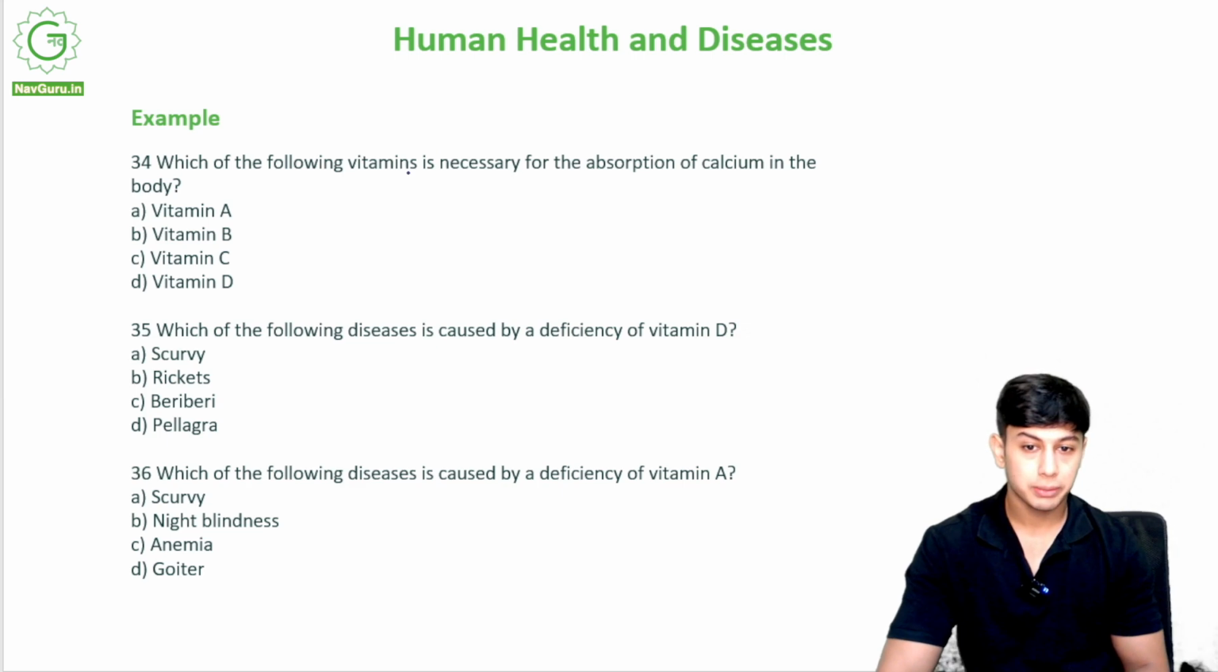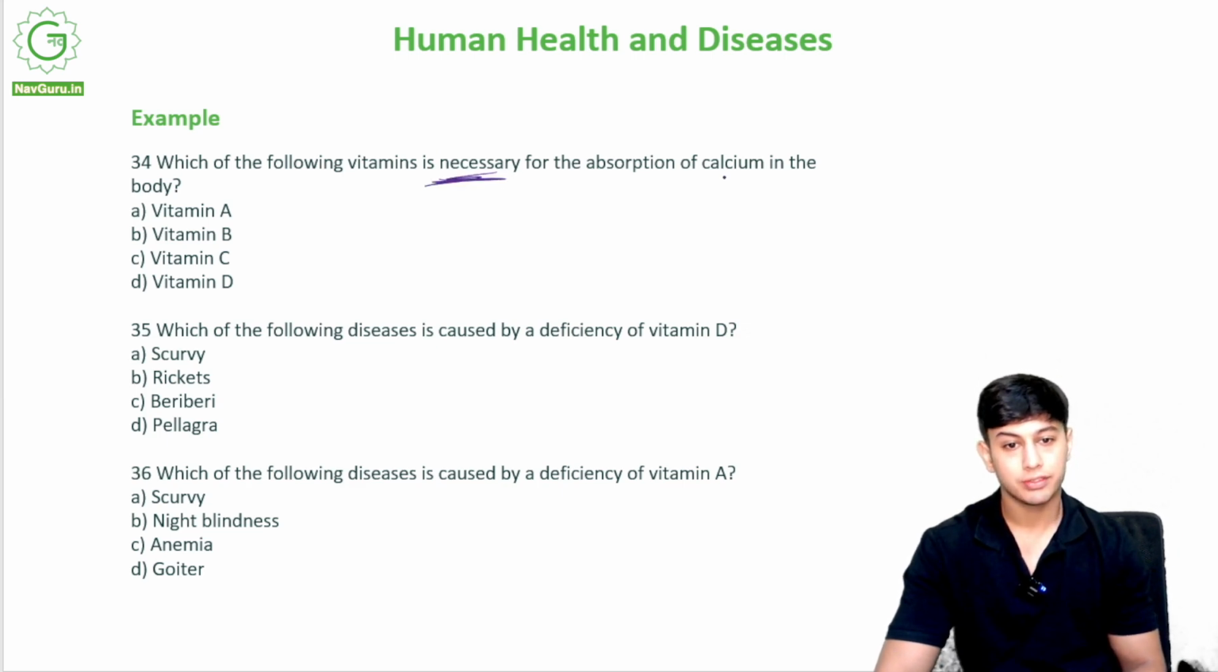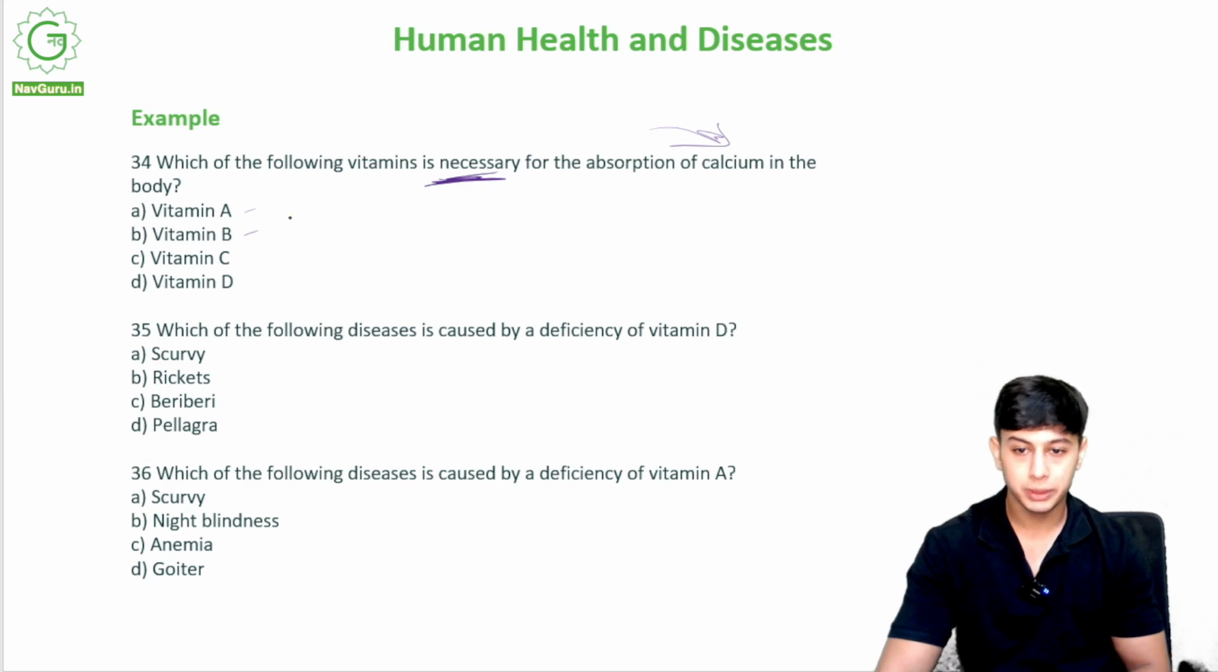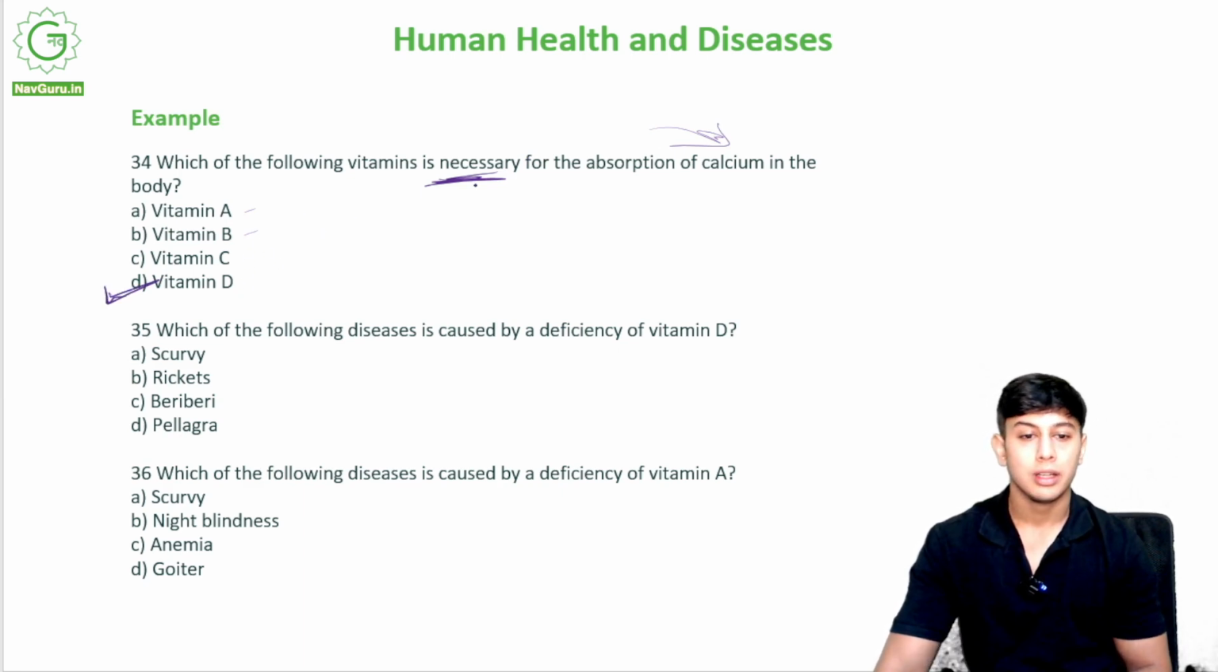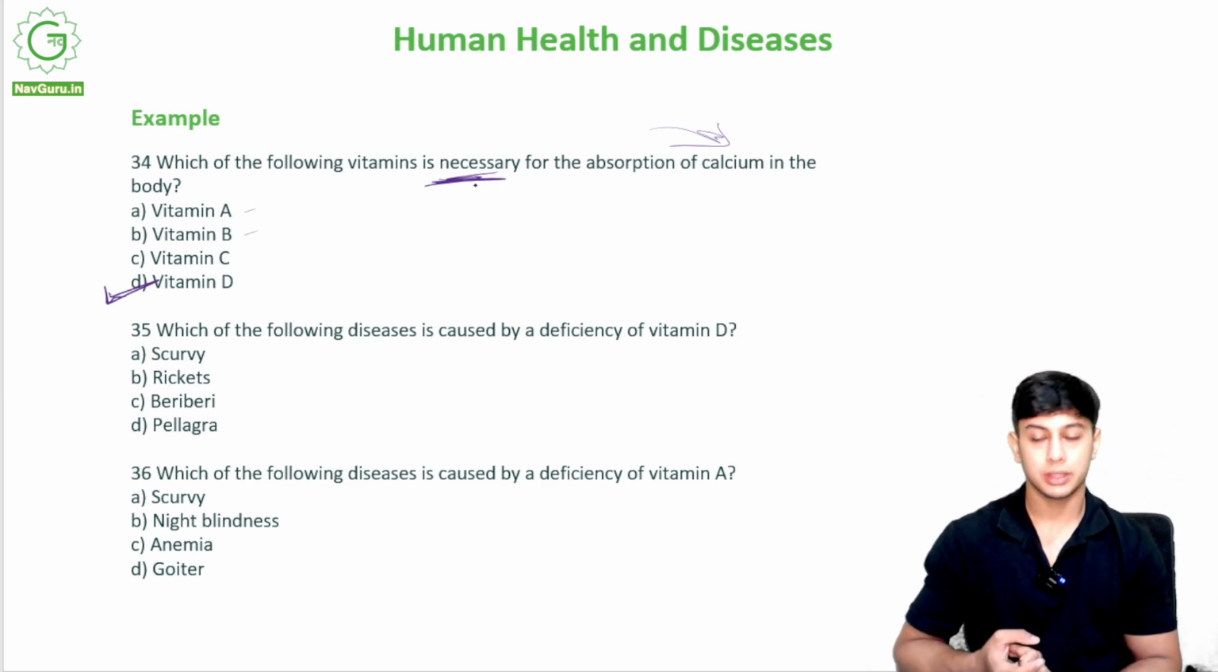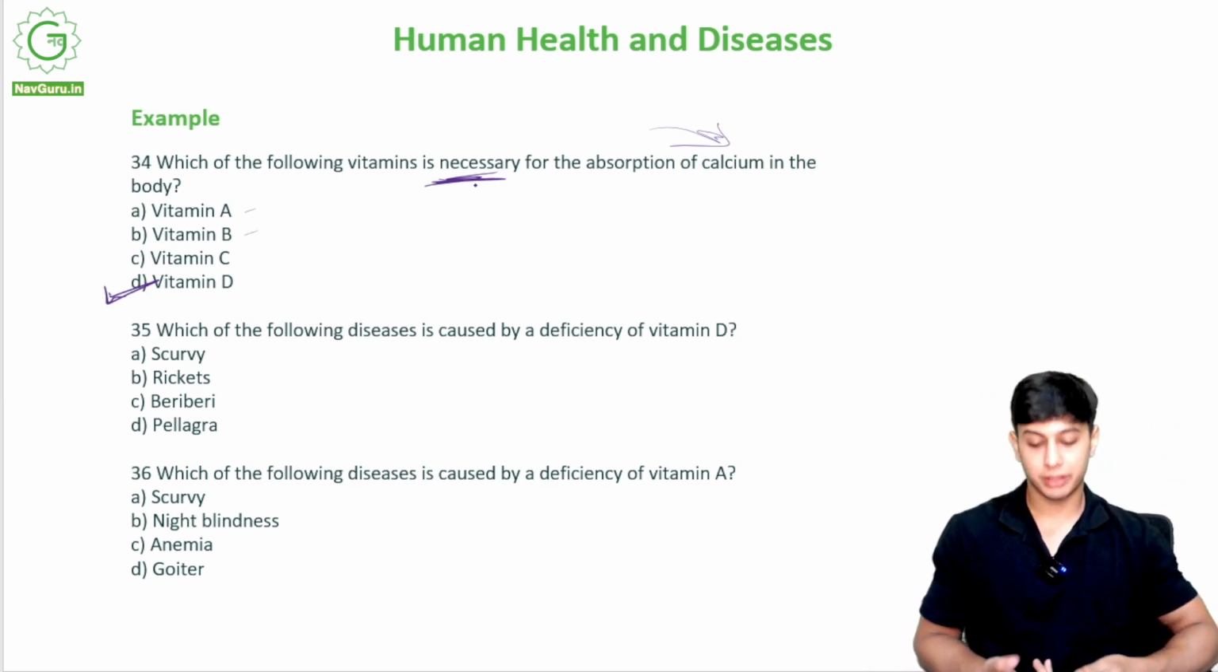Which of the following vitamins is necessary for the absorption of calcium in the body? Is it vitamin A? Vitamin B? Vitamin C? Or vitamin D? It is vitamin D. If I consume calcium, I need vitamin D. The rich source of vitamin D is the sun or multivitamins. Only if I get vitamin D and calcium will my bones grow. If I have calcium but no vitamin D, it will not affect my bones.